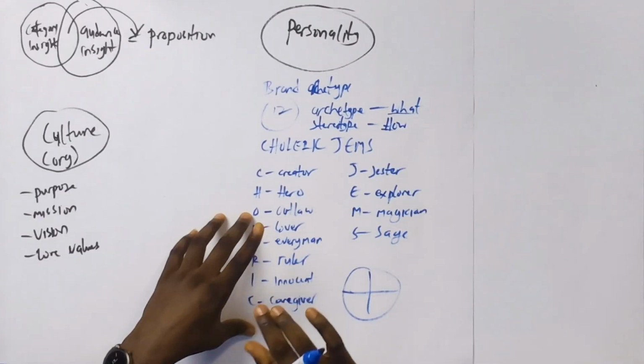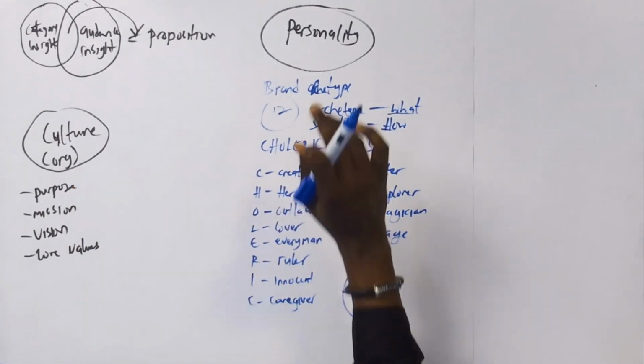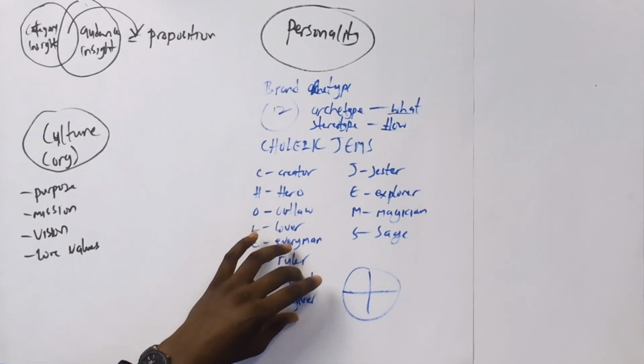So the same thing for brands. It's not just by saying you're a jester. How are you expressing yourself as a jester? Do you understand? And these things have different meanings of their own. I recommend that you go and read more on them and know the characteristics of each of these archetypes. Now, that is for archetype. That is for personality.